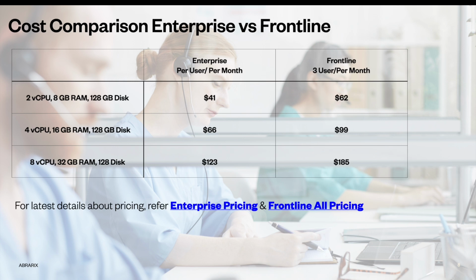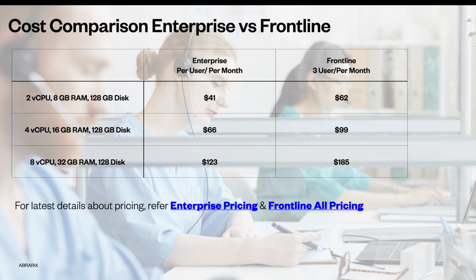Now, if we see the example of 2 vCPU, 8 GB RAM, 128 GB disk, the enterprise license will cost $41 per user per month. But at the same time, the Frontline license costs $62 per month. But this Frontline license will be utilized by a minimum of 3 users if I'm using Frontline Dedicated. So the cost gets reduced by 50% if we calculate per user per month. Similarly, you can compare 4 vCPU, 8 vCPU, and the higher SKUs which are not mentioned here. Please refer to the articles or the link mentioned in the deck.